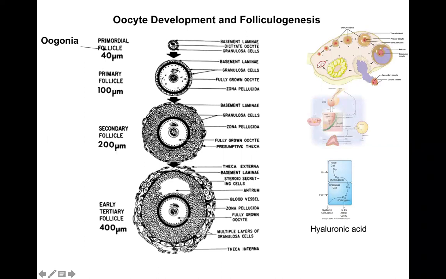So what is important to understand here is there are 3 processes going on simultaneously. One is the follicular genesis, that is the follicles are maturing. Number 2 is the ova is maturing. And number 3, the hormones are acting on it in order for these processes to take place.